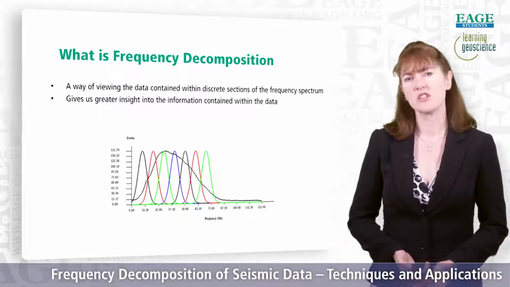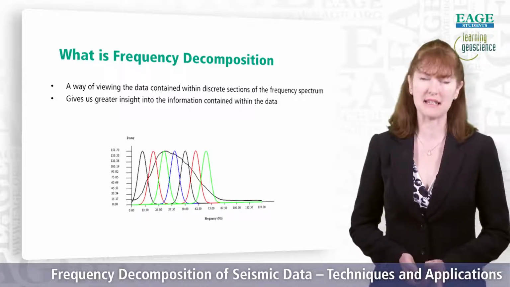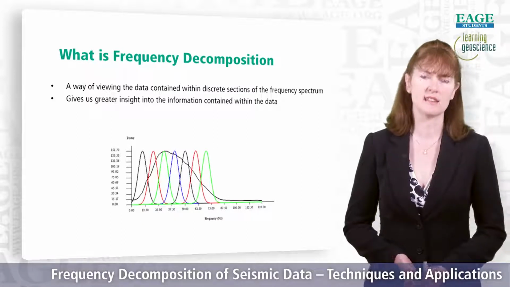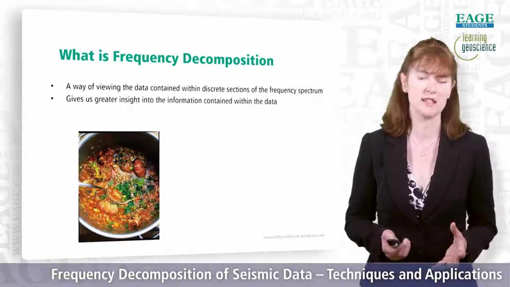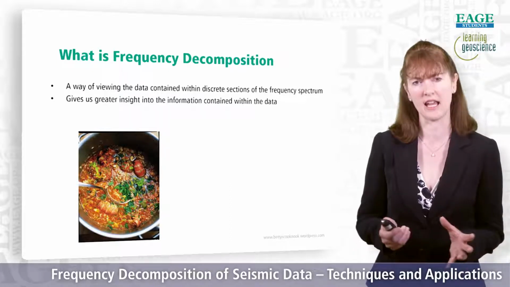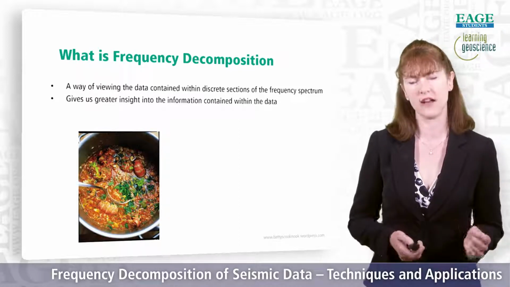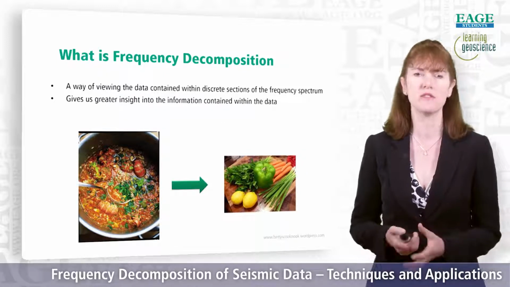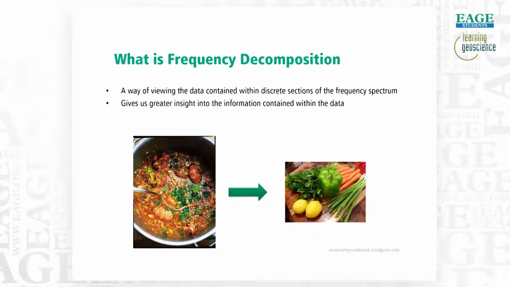So frequency decomposition is a way of viewing discrete elements of the data by looking at band-limited sections of our frequency spectrum. This gives us greater insight into the information that's contained within the data. It's a bit like having a big bowl of soup, which is a mixture of all sorts of ingredients. What you're tasting is the entire thing. If you want to understand exactly what goes into that soup, you need to be able to identify each of the component parts. And that's what we do with frequency decomposition. We take out the individual ingredients, the component parts, so that we can understand them in more detail and look at them individually.